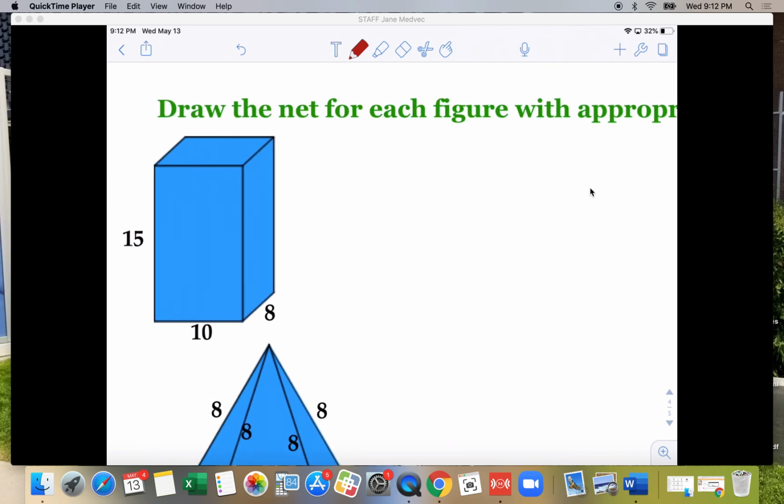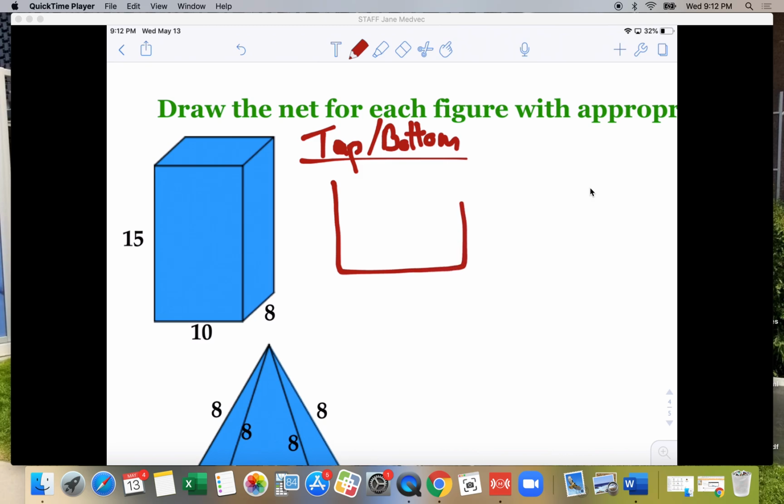So in the first one, I'm going to do the top and the bottom. Okay, and if you think about the top and the bottom, the top looks like that. And you're going to notice that it would be something like this, but you'll notice the dimensions are down below. So 1 would be 10 and this would be 8. And you don't have to draw the top and the bottom separately. Since they're the same dimension, you can do them together.